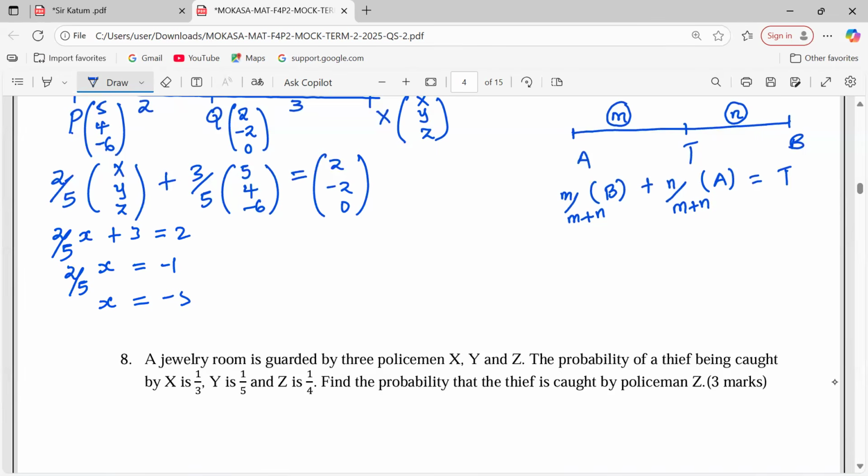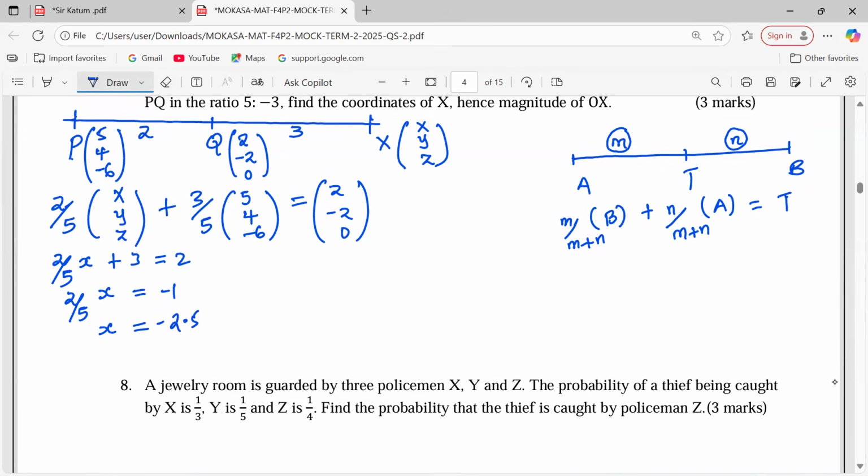Really? Not really. Please check well. We are talking about 5 over 2 times -1, which should be -5 over 2. So -2.5. That is according to x.